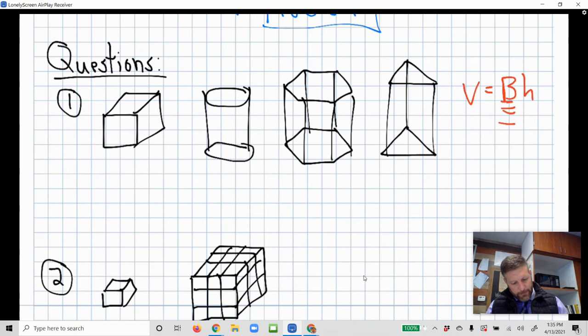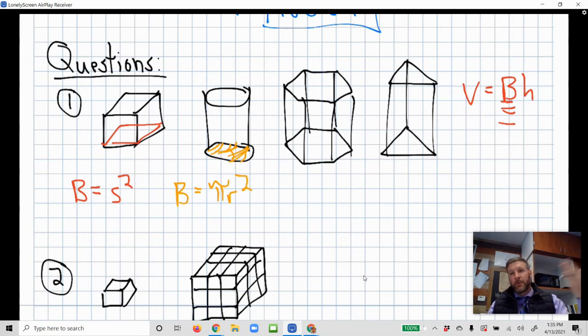So in my first example here, let's just pretend this is a square. So my base is found by doing side squared. Whereas if my base is a circle, then my base is going to be found by doing pi r squared, the area of a circle. In each case, once I find my base, then I'm going to multiply by h, the height.